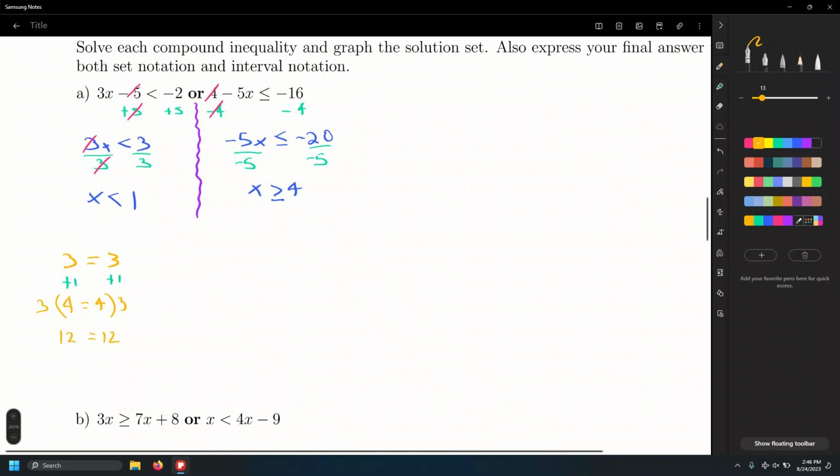Now, what about inequalities? With inequalities, we need to be a little bit careful because, well, check this out. Do we agree that 2 is less than 5? All right? Same thing. What if I add 3 to both sides? That's 5 less than 8. All right? And we still get a true statement. 5 is less than 8.